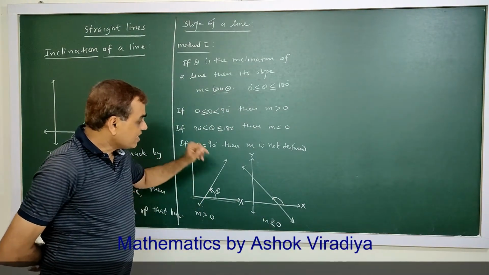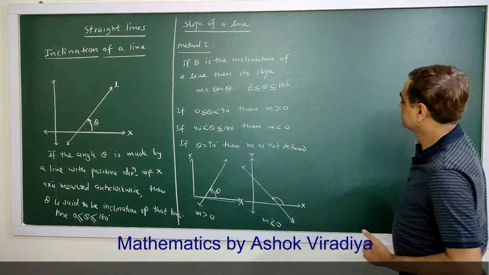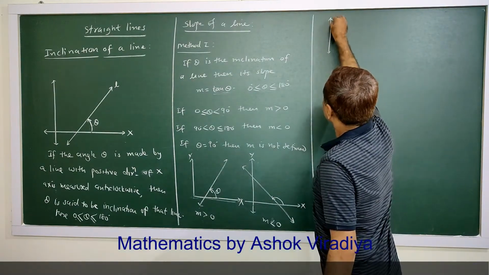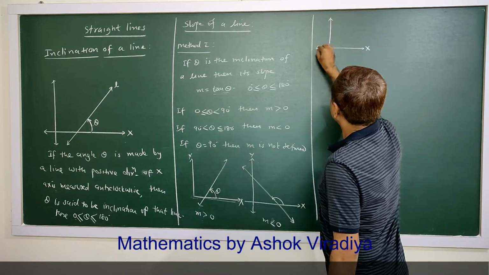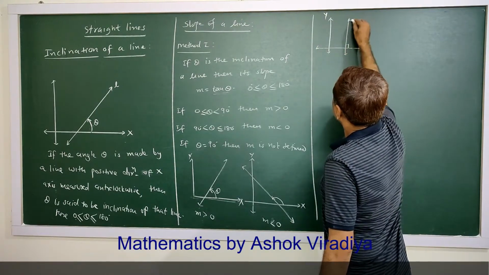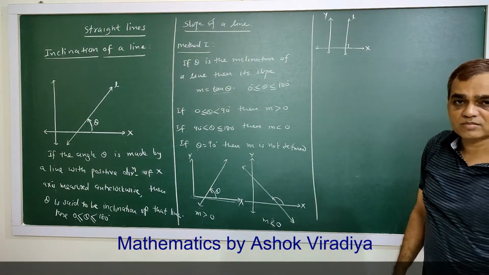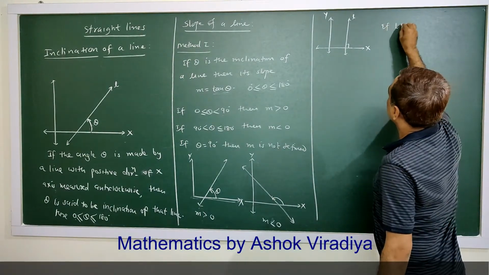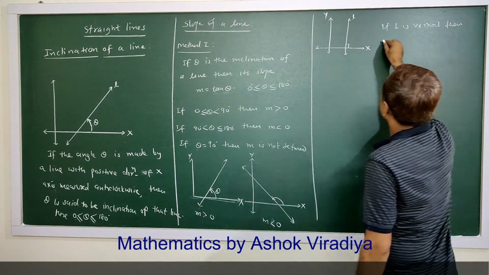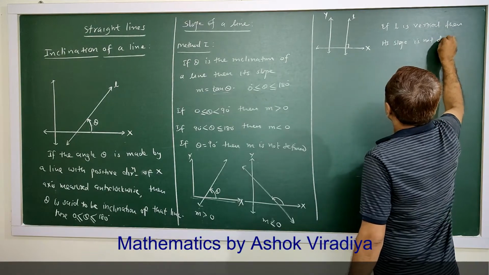And if theta is 90 degrees, the slope is not defined. That means if the line is vertical, with x-axis and y-axis, this is a vertical line. A vertical line has no slope. So if a line is vertical, then its slope is not defined.